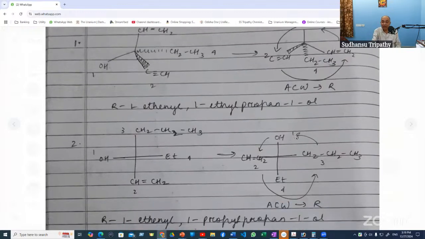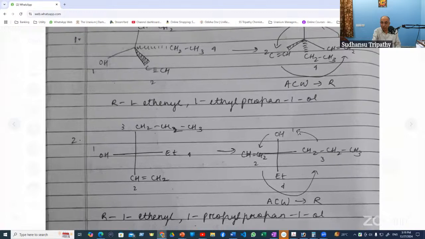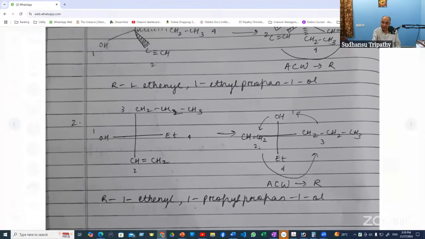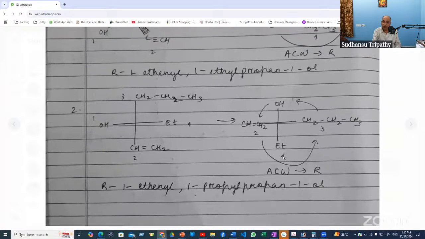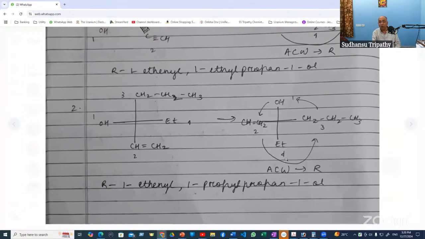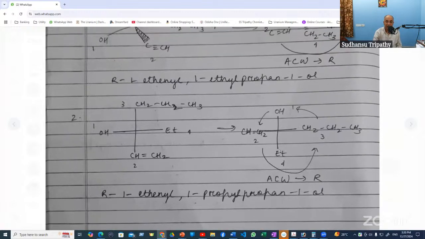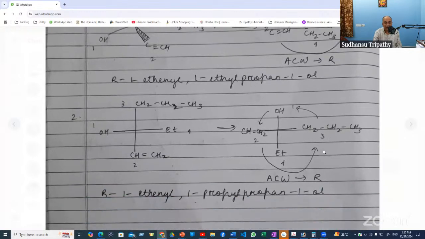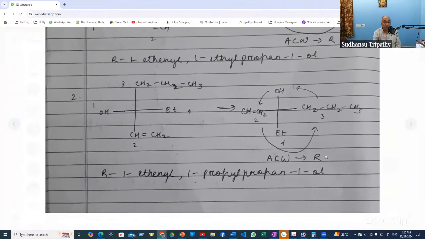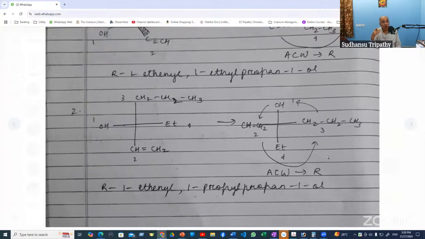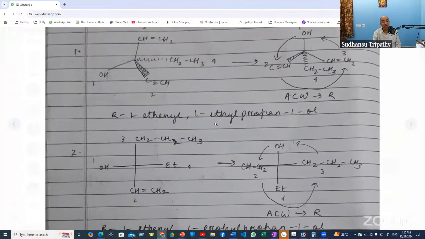Number 1 is OH, number 2 is vinyl which you fix, number 3 is propyl, 4. So in the normal rule, ethyl is falling in a vertical position, that means below the plane. So 1 to 2 to 3, anticlockwise in the normal rule, and here you forcibly wrote R. So you are not writing whether you are applying the normal rule or golden rule. And first of all, the conversion is entirely wrong.